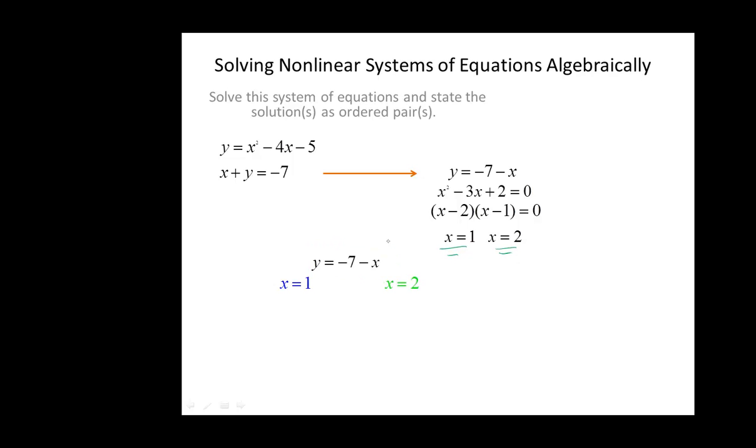First I'm going to put 1 in place of the x. When I solve this for y, I get y equals negative 8. This gives me a point. Since x was 1 and I found that y is negative 8, I get the point 1 comma negative 8.